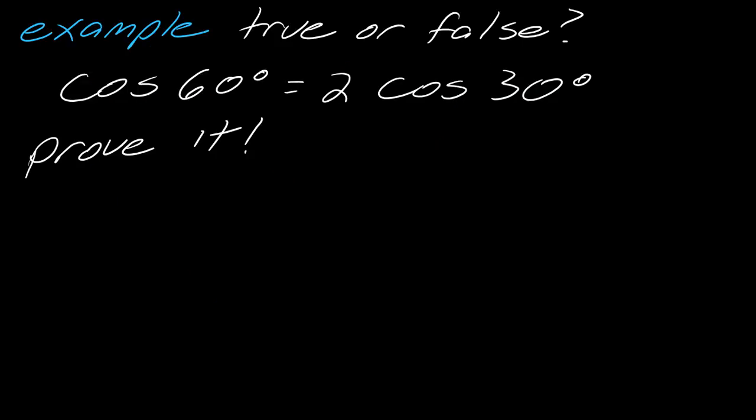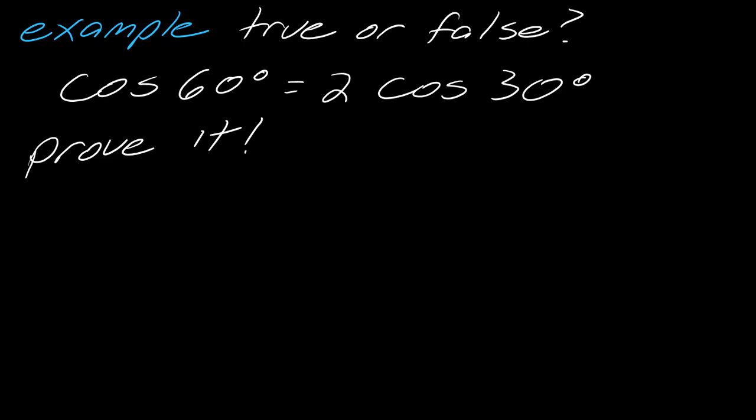And then the last thing I want to do is talk about a few other types of problems similar to this with reference angles. So these are true or false problems. How do you approach these? And I want you to prove the answer. So I've got this example here that says: cosine of 60, does this equal 2 times cosine of 30 degrees? Whatever we decide, I want to be able to prove it.